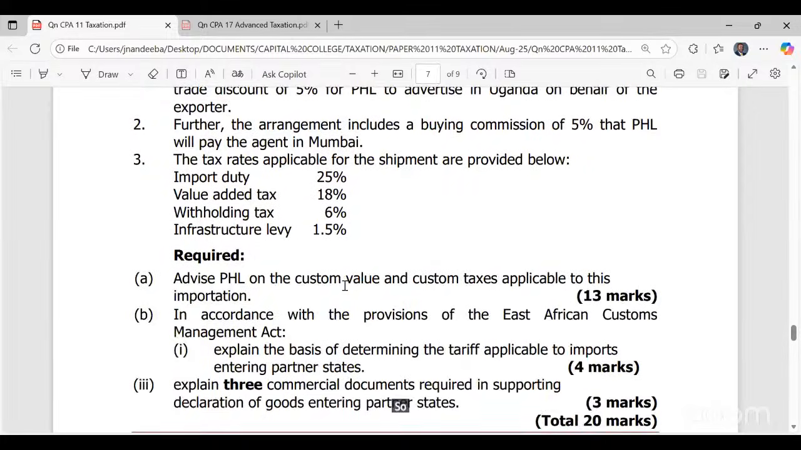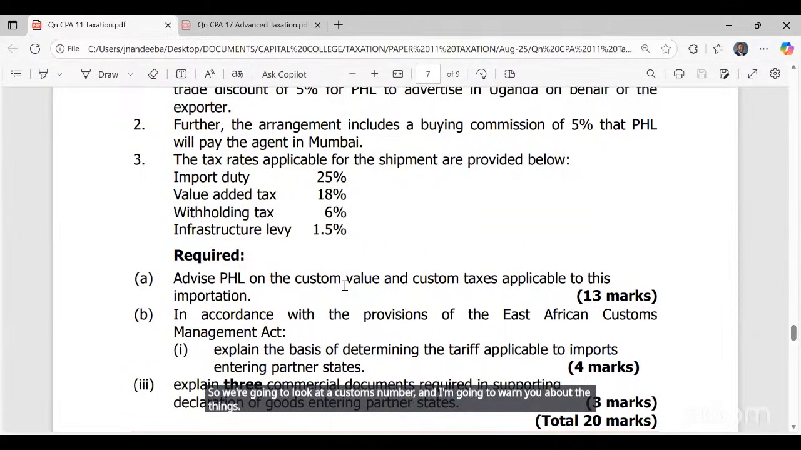So we're going to look at a customs number, and I'm going to warn you about the things that you must be aware of. Because again, I was telling some of the students that we are trying to make sure that we increase our chances of passing by looking at numbers that are almost compulsory numbers in the exam. So the numbers that we have so far looked at, income tax is almost compulsory. VAT is almost compulsory. Fares you earn almost compulsory. I don't think that you've done so many question papers where those have missed. They are like the order of the day. So let's look at customs.